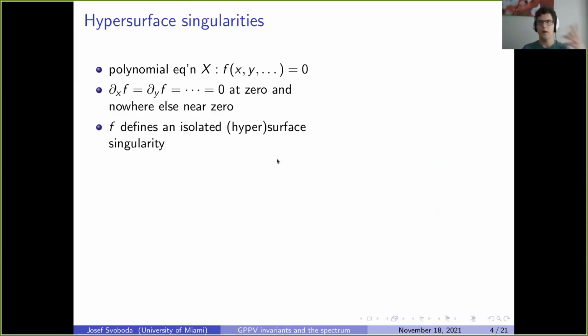So now I want to state it in more generality and maybe a little bit more precisely. So our data is a polynomial in complex variables x, y, z, etc. And it satisfies the condition that all the partial derivatives are zero at the origin, and nowhere else near zero. So it means that there is just one point where this condition is satisfied, locally close to zero. And then we say that f defines an isolated hypersurface singularity.